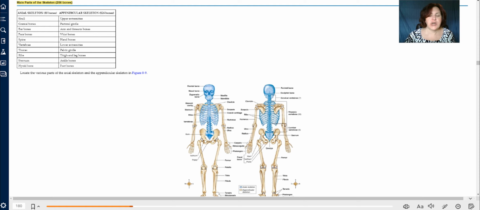I keep this straight because appendicular is a long word and it contains the long bones, which are your arms and your legs. And so that's how I keep it straight in my head.